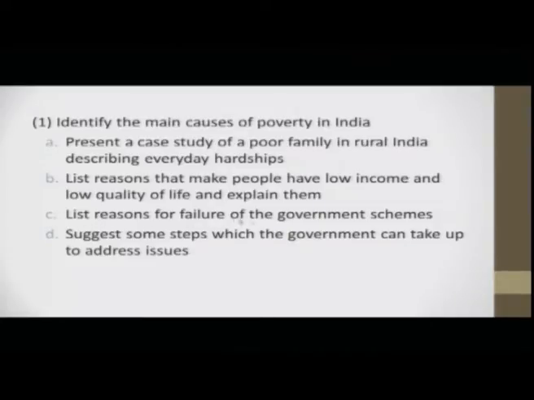Here, list reasons for failure of the government schemes, how this is related to increase in poverty. So, that connection is not very clear here. Suggest some steps which the government can take up. This is clearly not relevant, because the question only says identify causes. It does not expect you to come up with solutions. So, you may not want to include it.